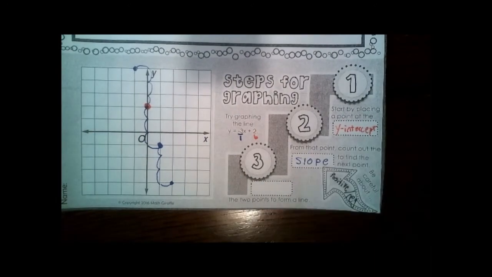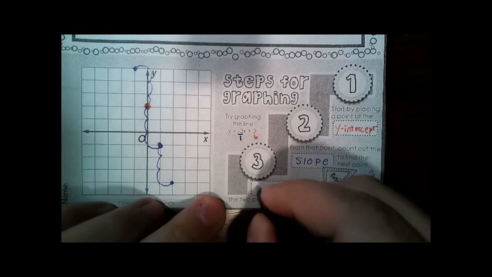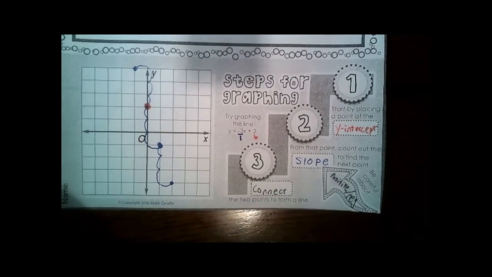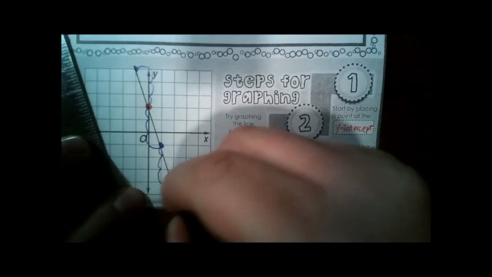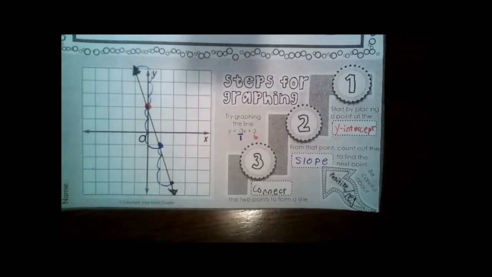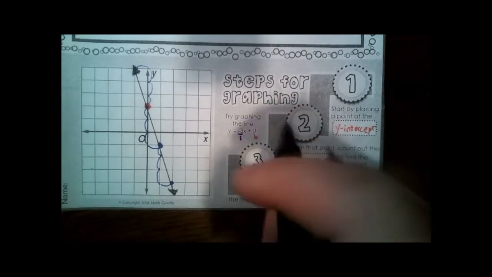Now that I have those points, all I have to do is connect the points using any straight edge that you have available. I've got a ruler. I've got my points. They all make a line. I make arrows at the ends because I know my line does not stop. And there you go.